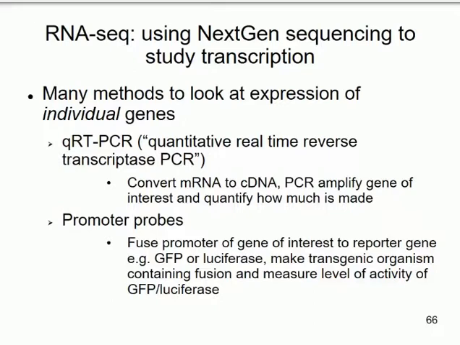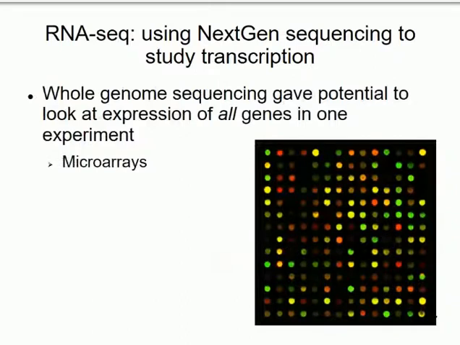Now, all these methods are great, and they've all been used for many years, and they all tell us useful stuff about gene expression, but they all suffer from the limitation that they're very specific to individual genes. So if you want to look at one gene at a time, they're very good. If you want to look at lots of genes simultaneously, they're not good at all. So we want to move on to methods where we look at many genes simultaneously. Ideally, we want to look at all the genes simultaneously in a given experiment, every single gene in the organism.